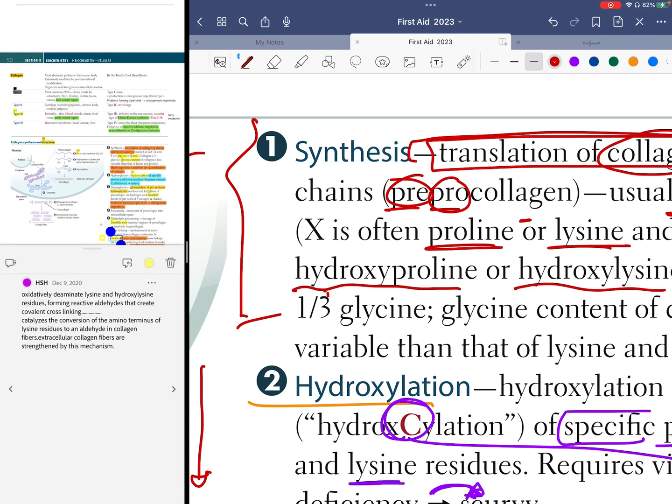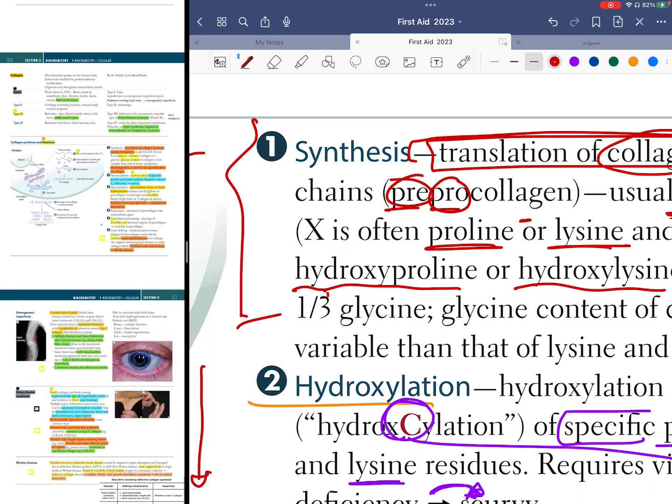We have the covalent bond. Lysyl oxidase oxidatively deaminates lysine and hydroxylysine residues, forming reactive aldehydes that create covalent cross-linking. It catalyzes the conversion of the amino terminus of lysine residues to an aldehyde in collagen fibers. Extracellular collagen fibers are strengthened by this mechanism.